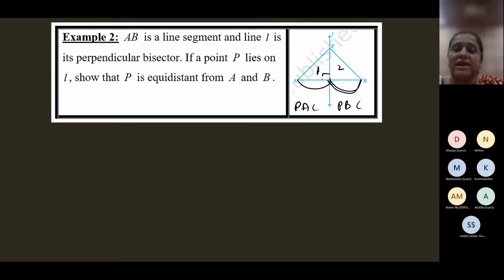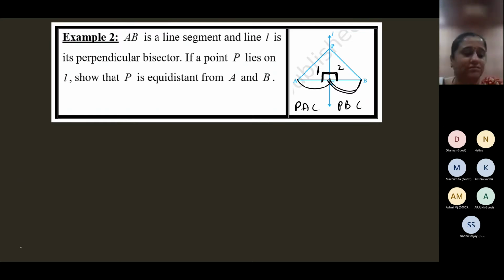Next, this angle is equal to this angle. This is an angle of the first triangle, and this is an angle of the second triangle. Both are equal to 90 degrees because perpendicular is given. That is the second equality.